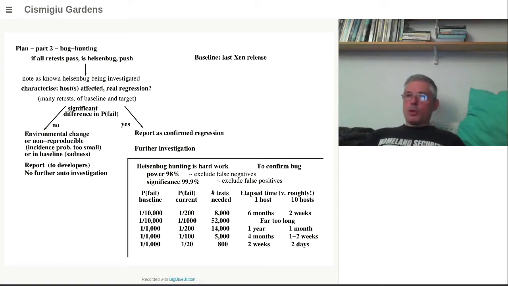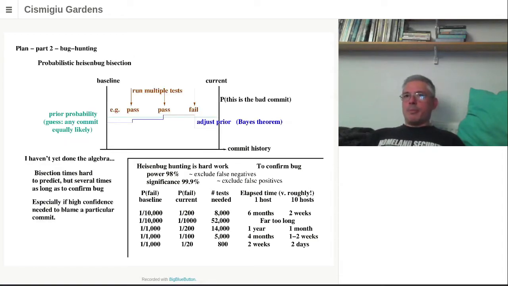The next possible thing I might do is automatic bisection. I haven't yet done the complicated algebra for how many tests you'd have to do to finally track down a Heisenbug that was introduced since the last release. A lot of that will depend on how many commits there have been since the last release when it was introduced. It's probably going to be hundreds or thousands. So you might very well find yourself doing 10 or 20 bisection steps.